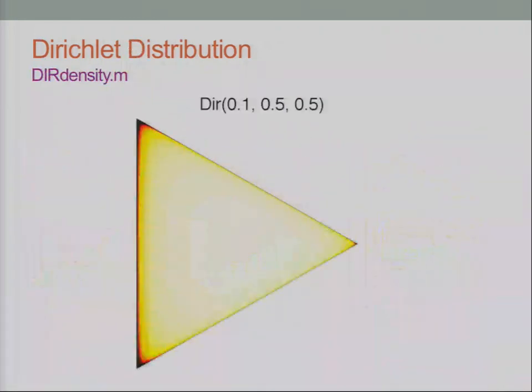For example, if you have a Dirichlet distribution with parameters 1, 1, 1, then you have this kind of a distribution over the simplex. So it's a uniform distribution.